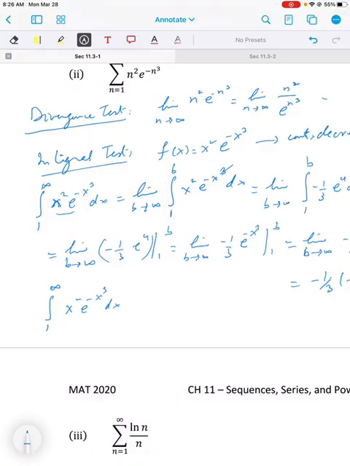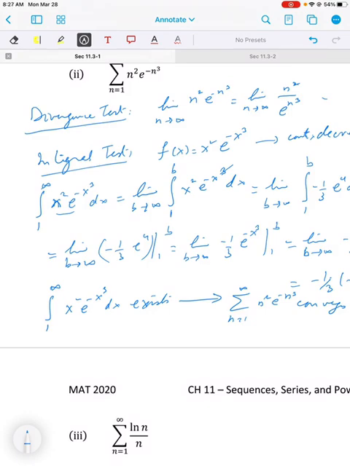So now we say that this integral of x square e to the minus x cube dx exists, which implies the summation n equals 1 to infinity of n square e to the minus n cube converges. So notice here we are able to tell whether the series converges or diverges, but we cannot find the limit or the sum of the series.